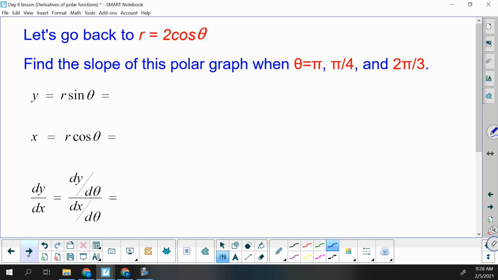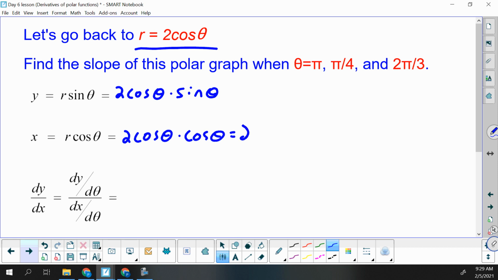So our first example, on the next page in the notes, is we're going to find our slope at certain values of theta. Well, if we want to find the slope, that means we want to find the derivative at those certain values of theta. So let's list out what y and x are represented as. y is equal to r sine theta, and we were originally going to talk about the polar function 2 cos theta. So y is really going to be 2 cos theta times sine theta. And x is going to be 2 cos theta times cos theta, or in other words, we could write that as 2 cos squared theta.